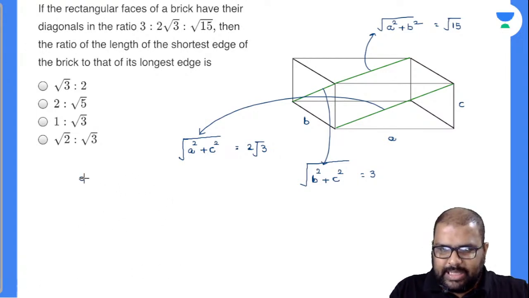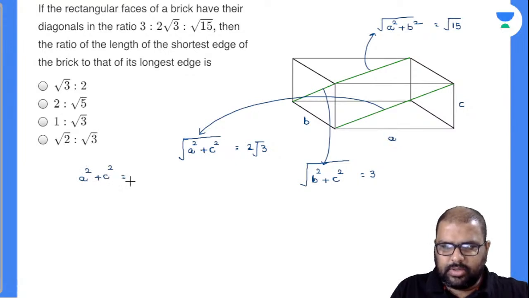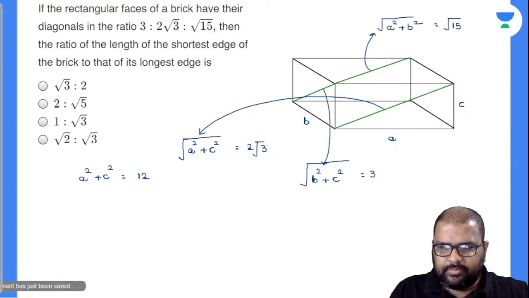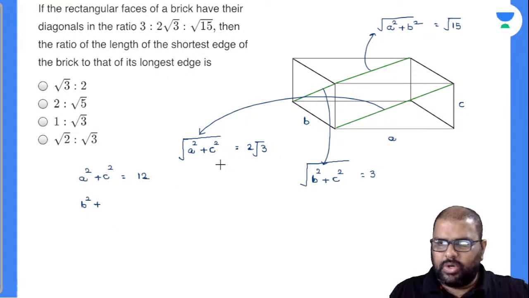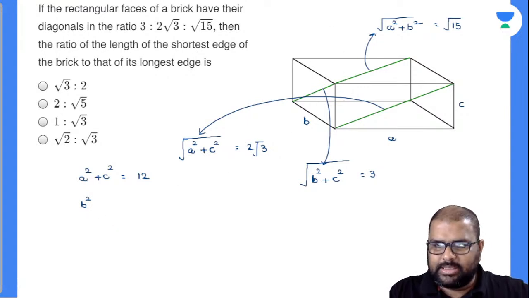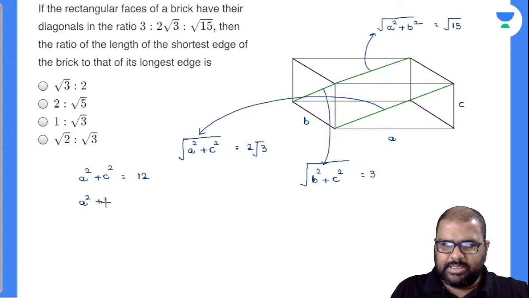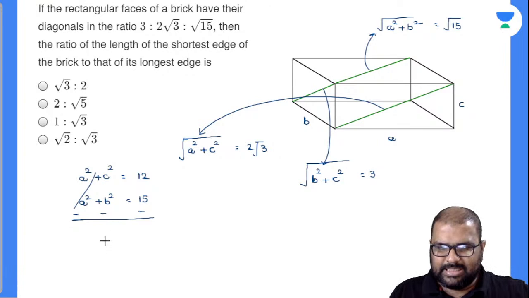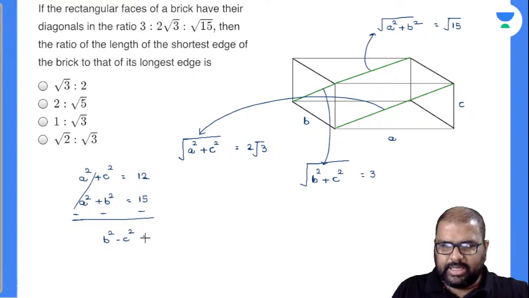Now, A square plus C square will be equal to how much? 4 into 3, 12. Now A square plus B square, you can take any value, is equal to 15. Now see here, I will be subtracting this minus this. A square gets cancelled. So B square minus C square is equal to 3.